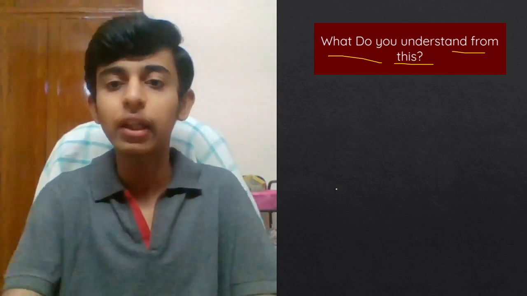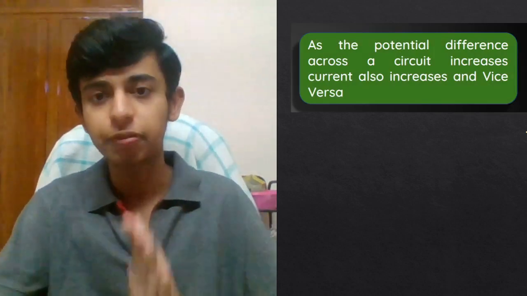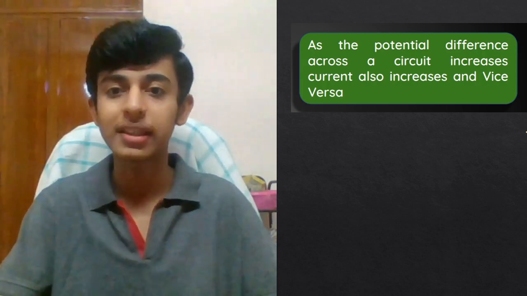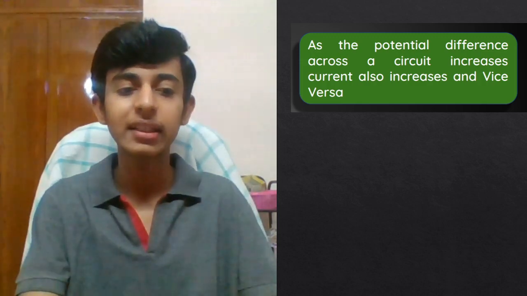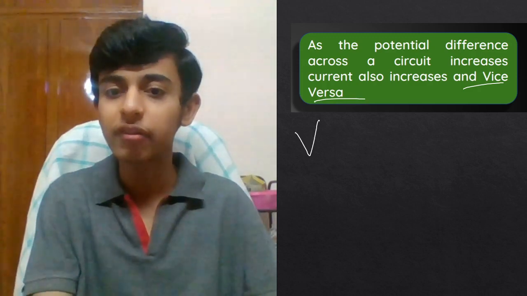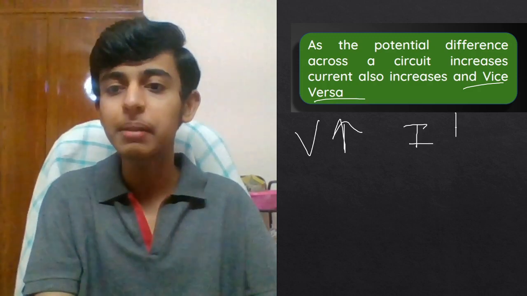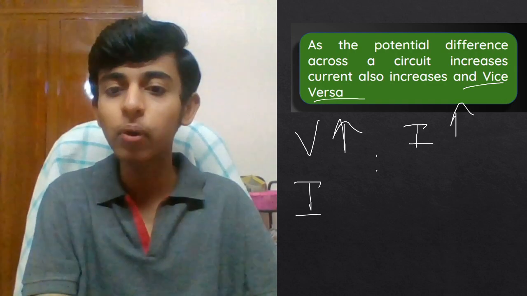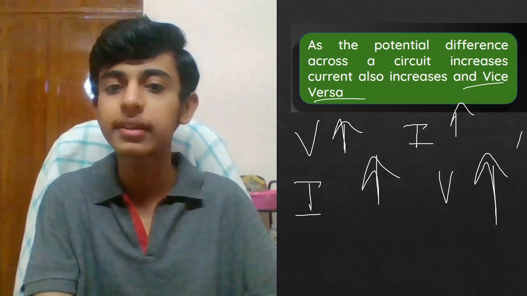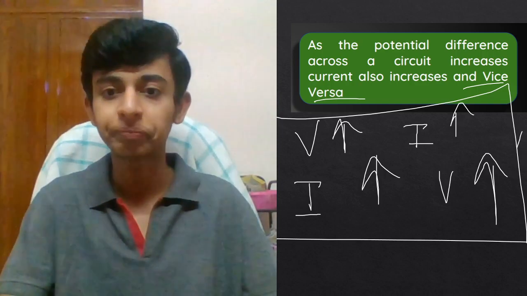Let's try to understand. First of all, we will understand the conclusion. What do we exactly learn through this? The first point that you learn is as the potential difference across a circuit increases, current also increases and vice versa. What do I understand by vice versa in this case? If potential difference is more, current will be more. If current is more, potential difference will be more. This is vice versa. This is very, very important.